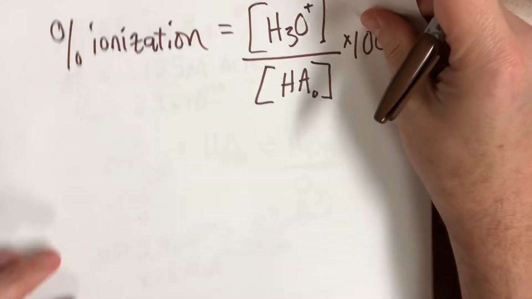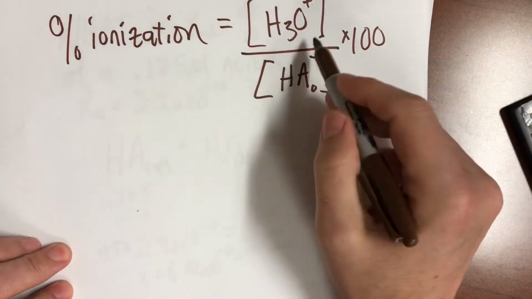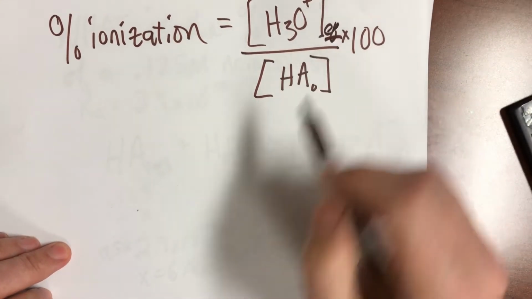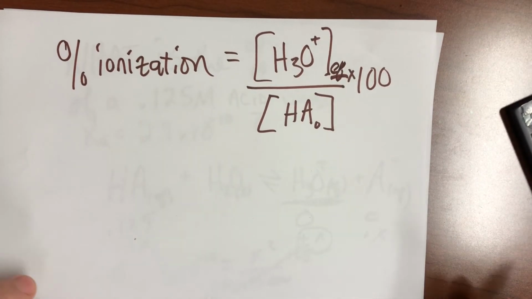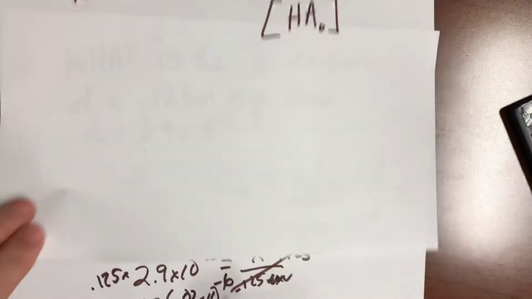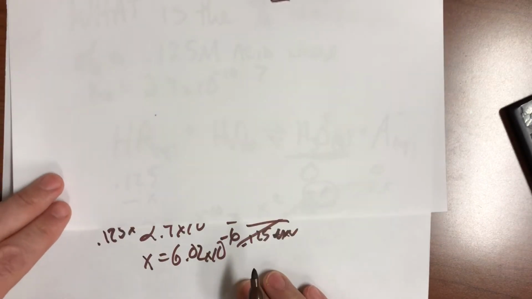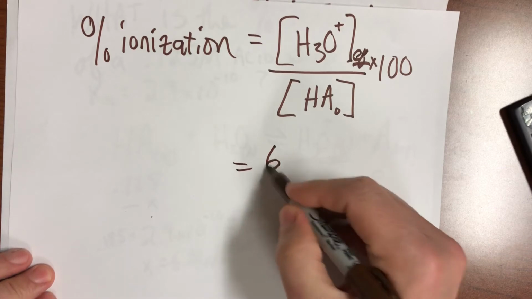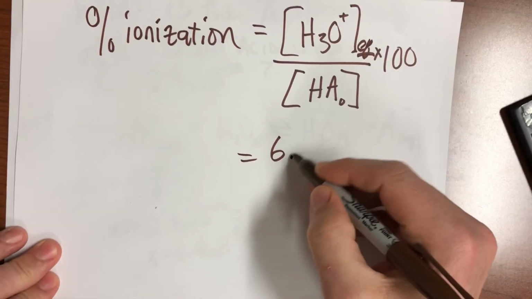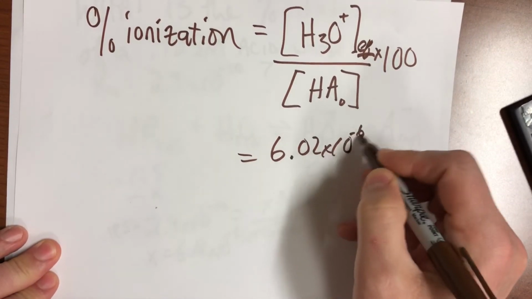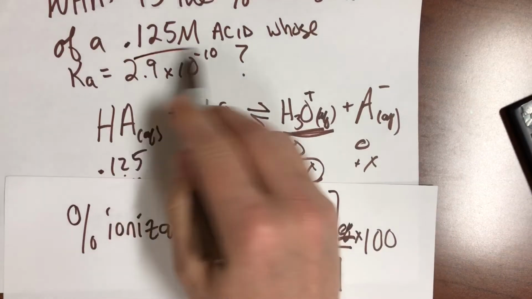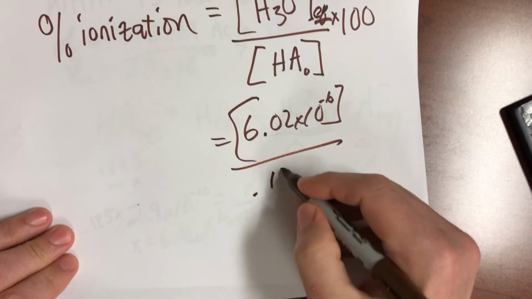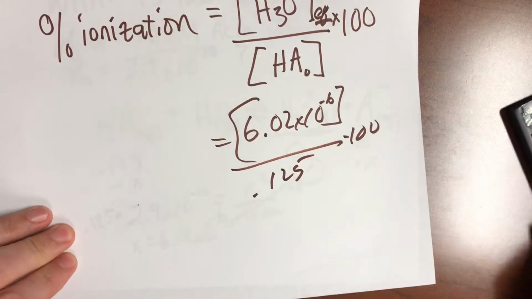So if we go back to our definition, the percent ionization is the hydronium ion concentration at equilibrium divided by the original acid concentration. And now we have both of those numbers. The number we just came up with, 6.02 times 10 to the negative 6th, that is our hydronium ion concentration. The original acid concentration was the 0.125. Then divide those, times 100.